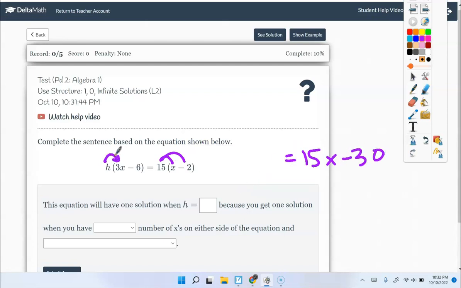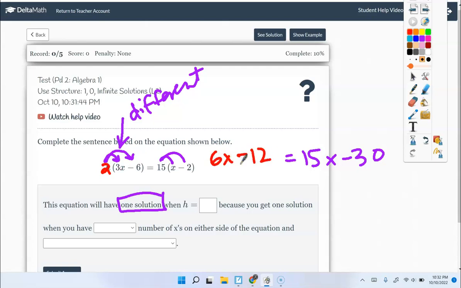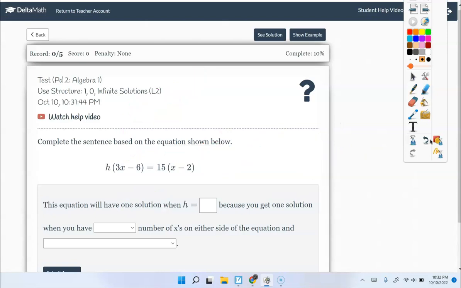And now they want me to distribute something over here so that I have one solution. Now that means that this x value has to be different than 15. So I can be any number I want, but not 15. So I think I'll put a 2 here. If I put a 2 in the h position, I'll get 6x minus 12. And as long as I have different x values on each side, then that will result in one solution. So I'm going to put 2.